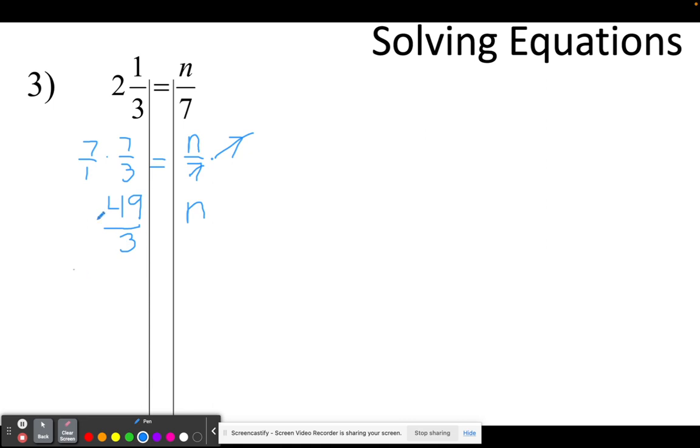Is that okay? Can I keep it like that? Absolutely. If you wanted to make it into 16 1/3, you could. Why go through the work? Leave it 49/3. Let's see if it works. Is 2 1/3 equal to 49/3 divided by 7? I'm going to write my divided by 7 this way, and it's going to be 7 over 1. Keep.